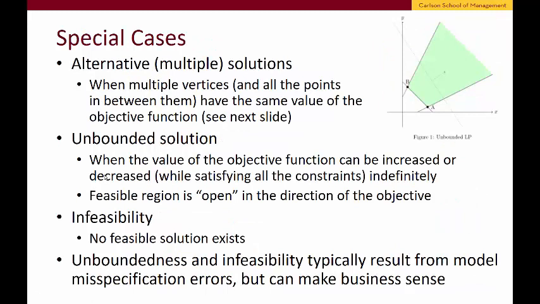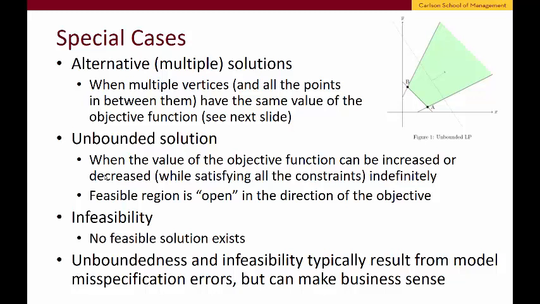Alternative optimal solutions are encountered when multiple vertices, say 2 for simplicity, have the same value of the objective function, which means that all the points in between are optimal solutions as well. We discuss this in some more detail on the next slide.